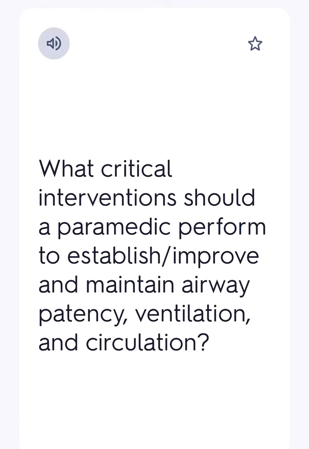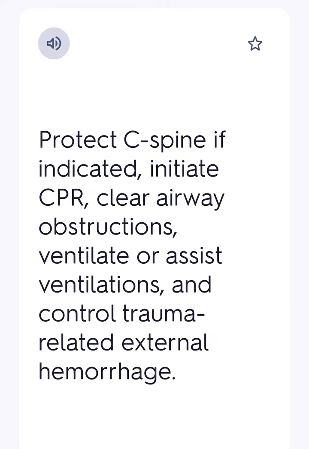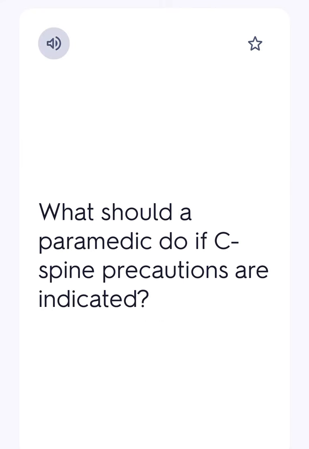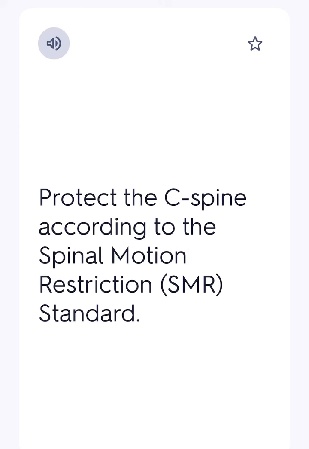What critical interventions should a paramedic perform to establish/improve and maintain airway patency, ventilation, and circulation? Protect C-spine if indicated, initiate CPR, clear airway obstructions, ventilate or assist ventilations, and control trauma-related external hemorrhage. What should a paramedic do if C-spine precautions are indicated? Protect the C-spine according to the Spinal Motion Restriction Standard.